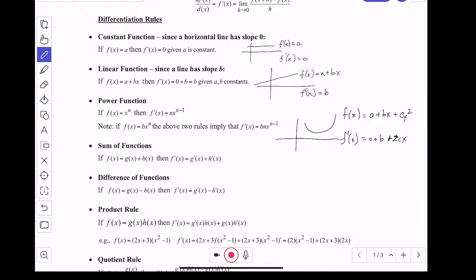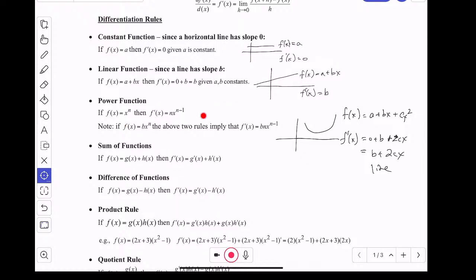I'm going to reduce that. That's equal to b plus 2cx, which is just a line. So it goes down. If you have a cube function, the cube function becomes a parabola. The parabola becomes a line. The line becomes a flat line with no slope. So I should say that again. A cube function becomes a square function. A square function becomes a line with a slope, which becomes a flat line or constant. So it goes down in degrees, all right?